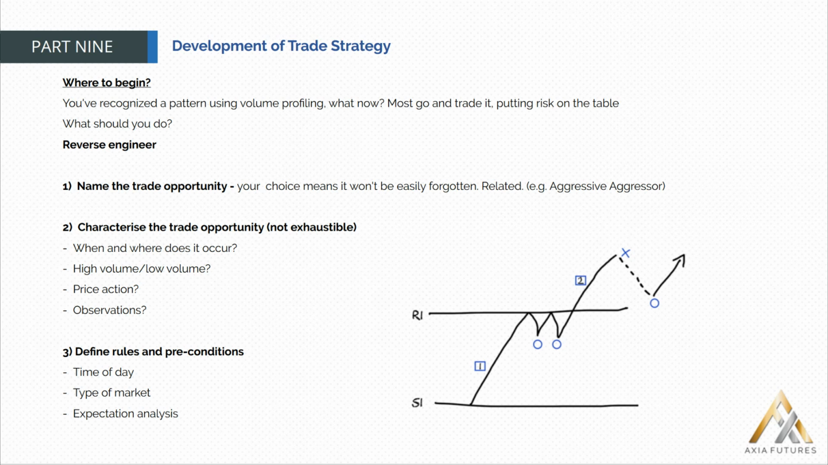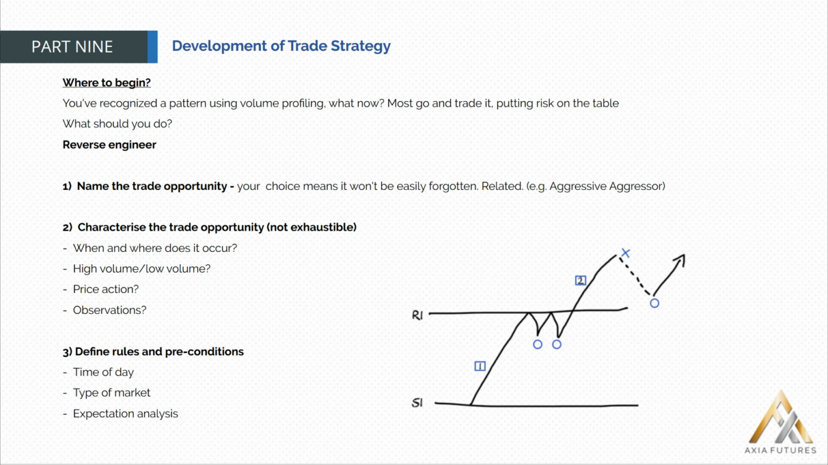The aggressive aggressor. I learned from something that cost me money, turned it into a strategy, and instead of losing money now in the same strategy, I started making money. And so I called it the aggressive aggressor. It relates to this trade strategy. Now, once you've named it, you then need to characterize the trade opportunity. This is like storyboarding.